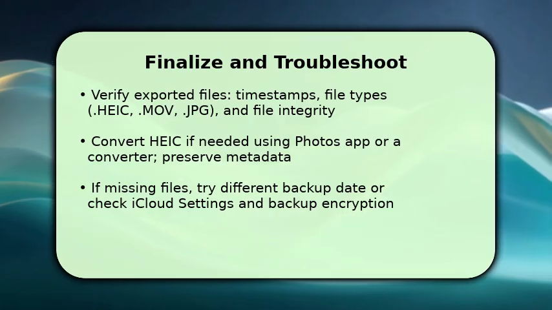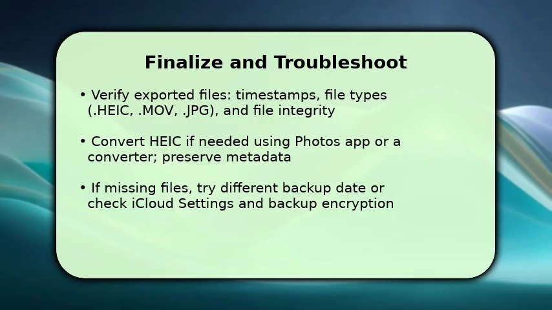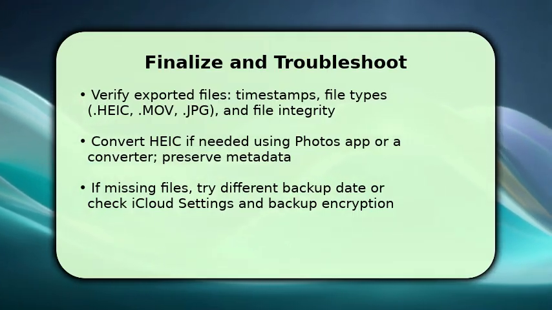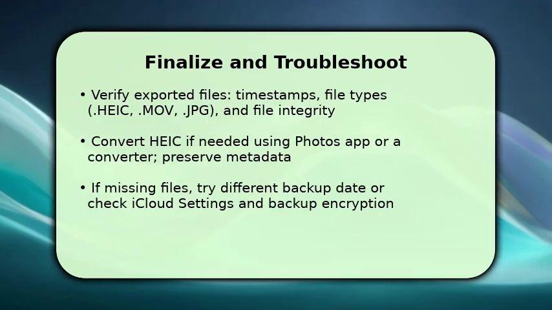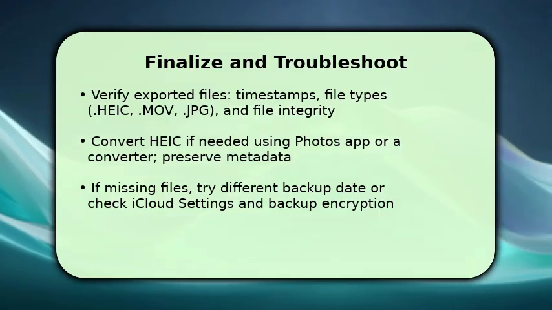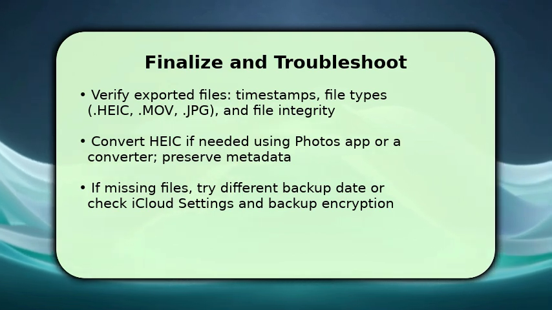Move the recovered images into your Photos app or a structured folder, then back them up again to cloud or external storage. If photos are missing, make sure you tried the correct backup date and toggled encrypted backups. Then rerun extraction or check iCloud settings to confirm photo syncing was enabled at the backup time.